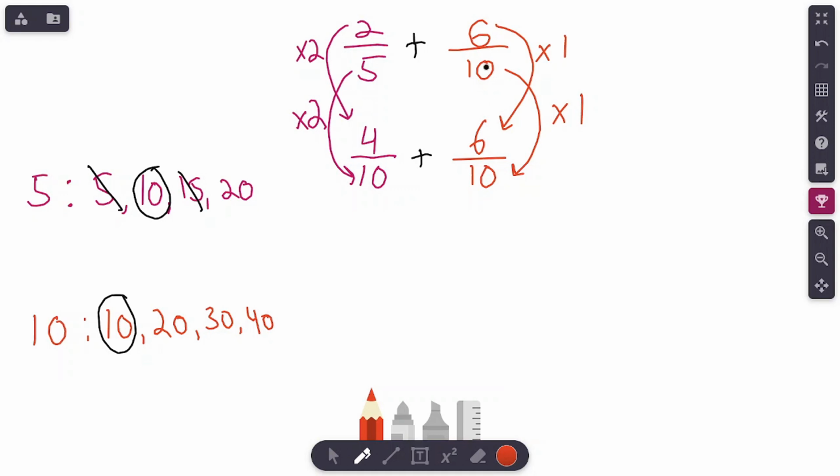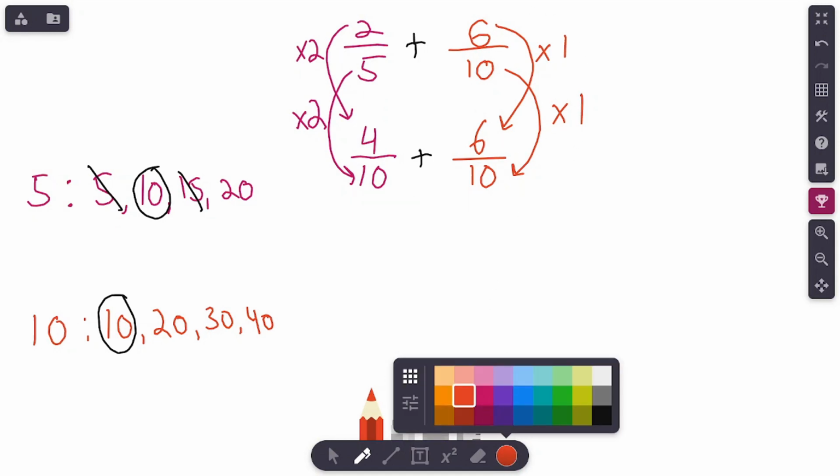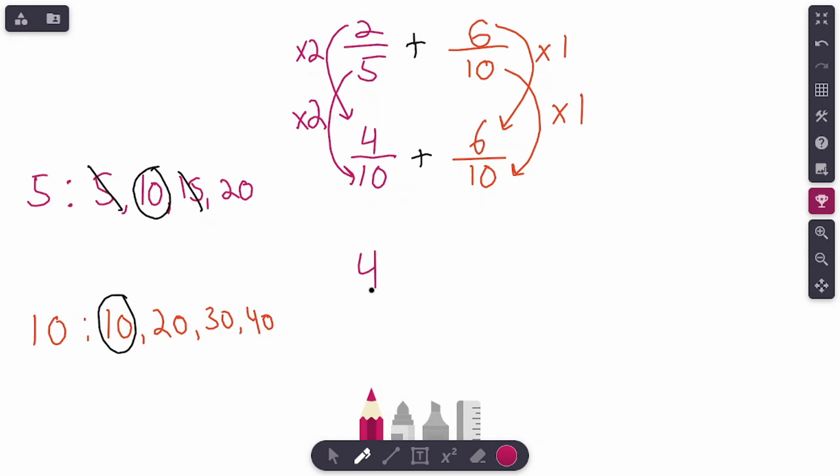Notice this fraction here did not change. Why? Because the denominator we wanted was 10. It already had a denominator of 10. So we didn't have to do anything to it, but this is a good strategy to follow, okay? Let's rewrite all this. So we've got 4/10 plus 6/10. And let's see if we can get our answer.